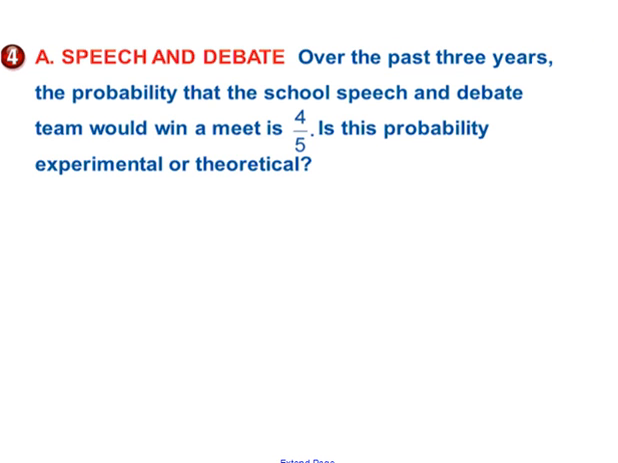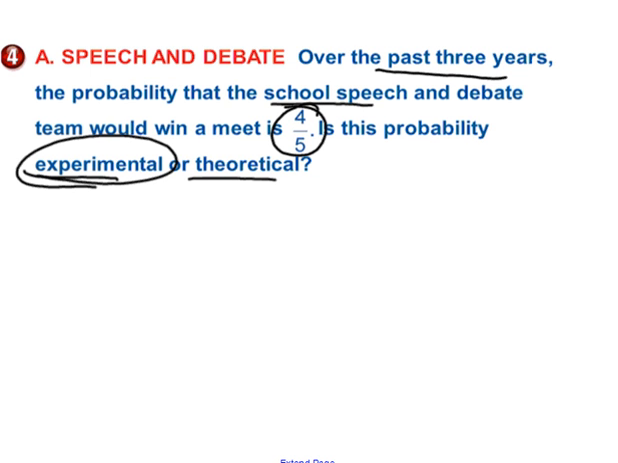A speech and debate. Over the past 3 years, the probability the school speech and debate team would win a meet is 4 out of 5. Is this probability experimental or theoretical? It is experimental because it was collected over the actual events over the past 3 years. So it is experimental.